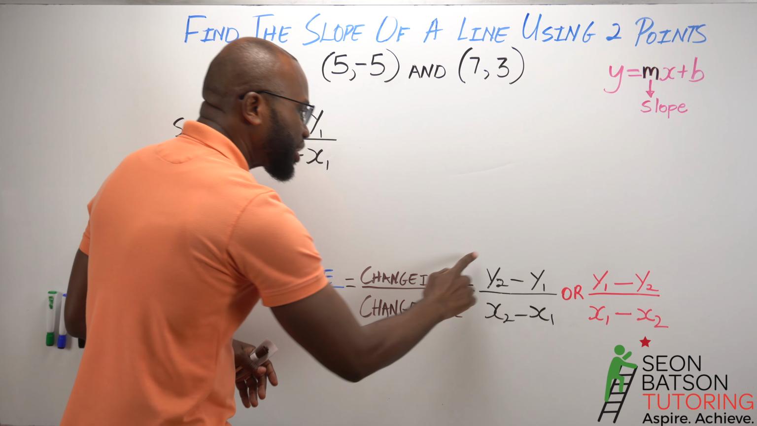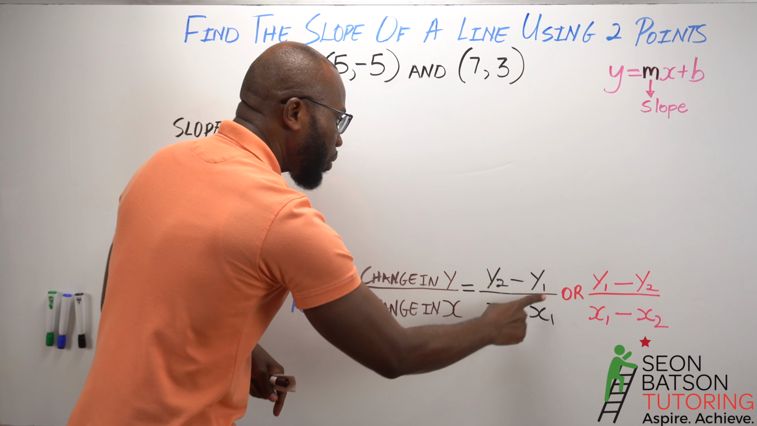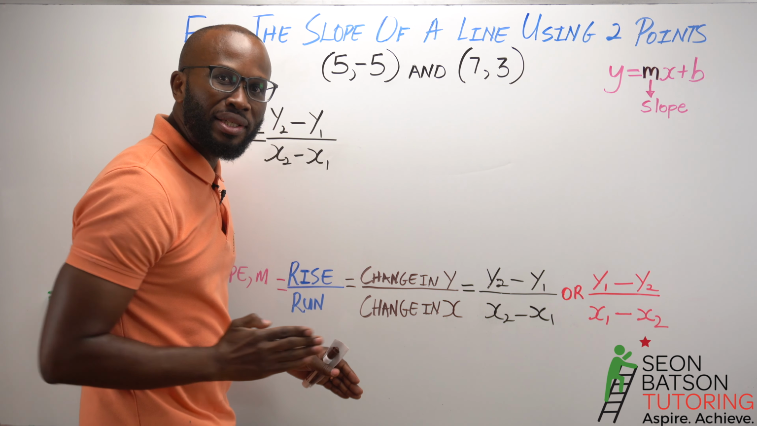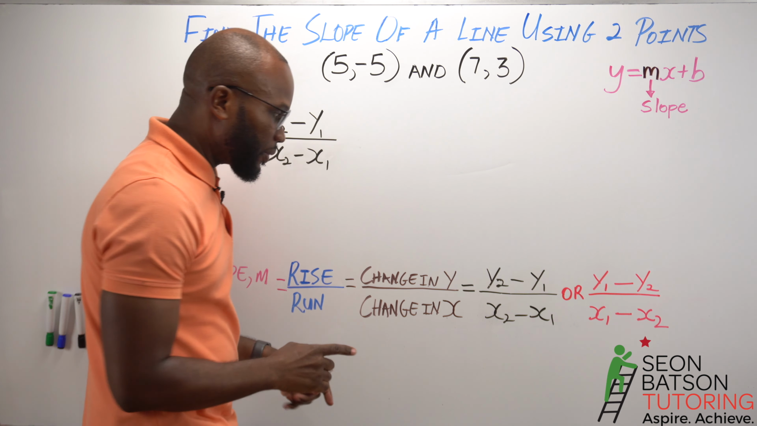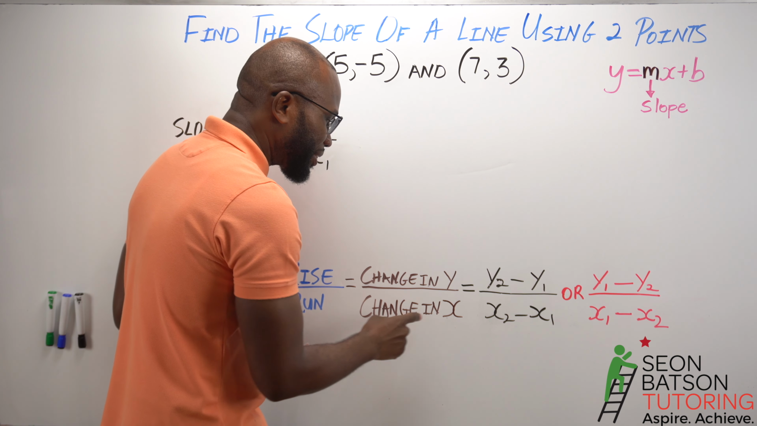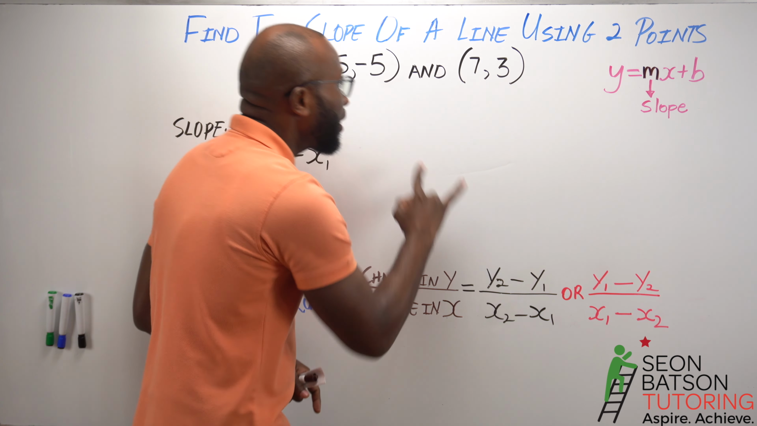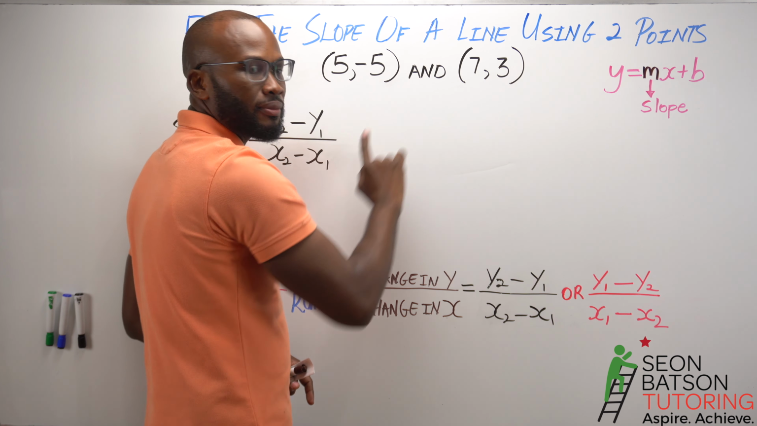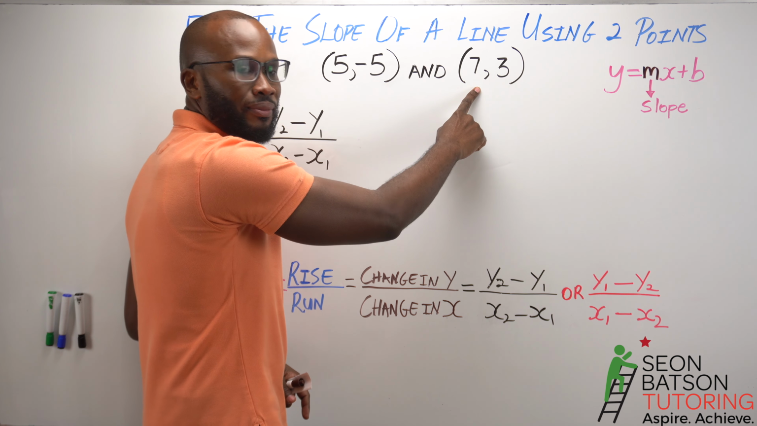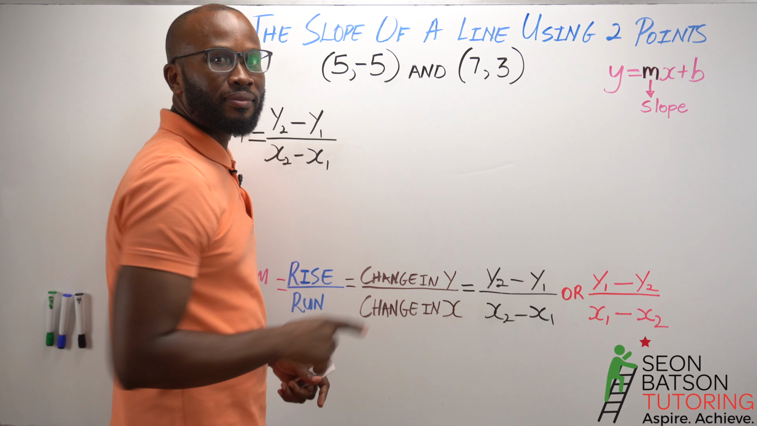Once we have the change in the y-coordinates, we will divide the change in the y-coordinates by the run, which is the horizontal distance between the 2 points, or the change in the x-coordinates. To find the change in the x-coordinates, we will subtract the x-coordinates from the 2 points that we have chosen. x2 will be the x-coordinate for the second point, and x1 will be the x-coordinate of the first point.